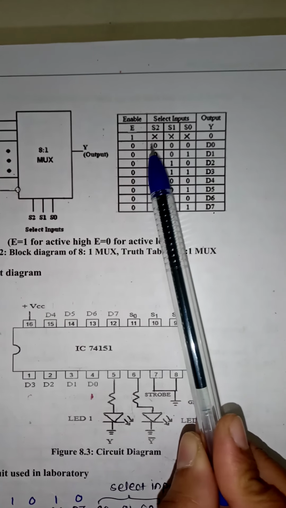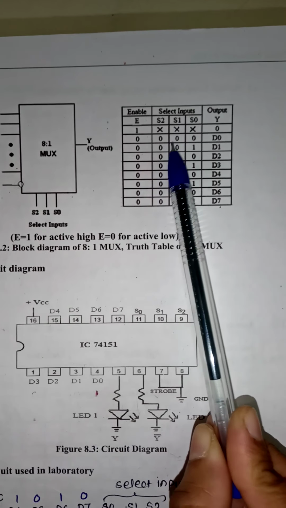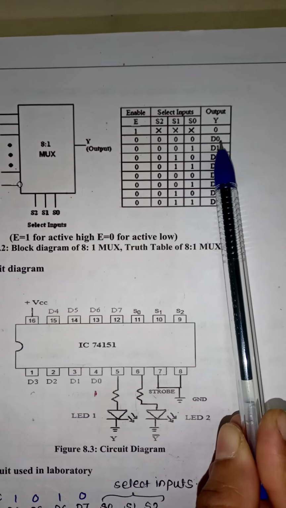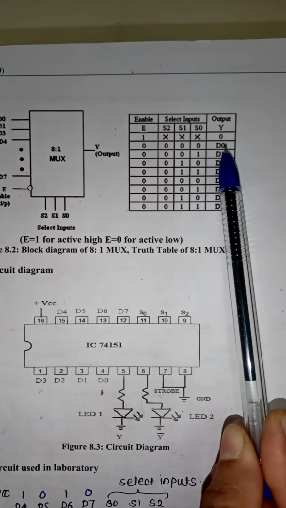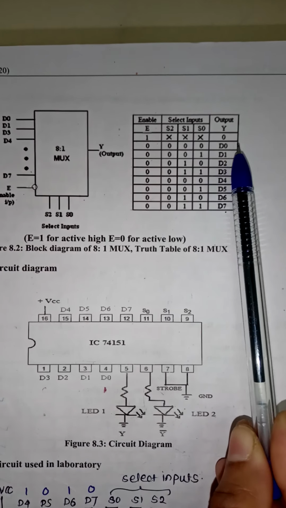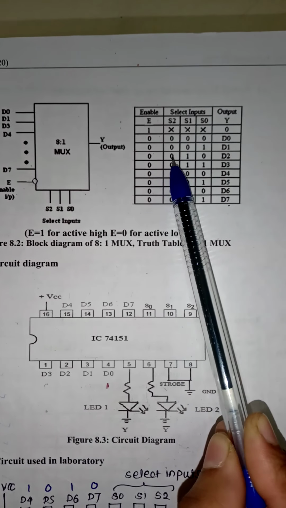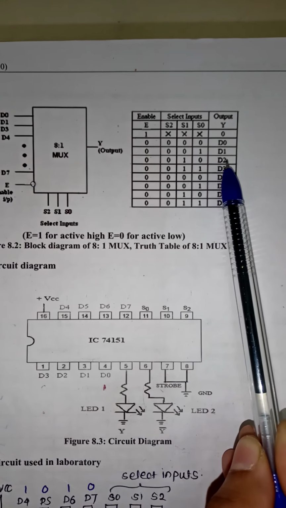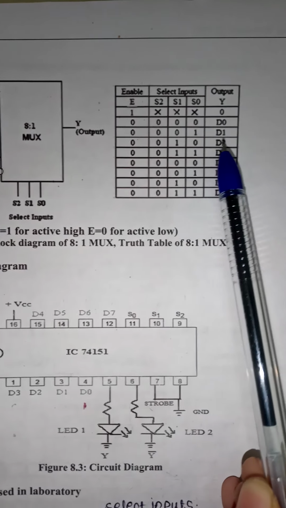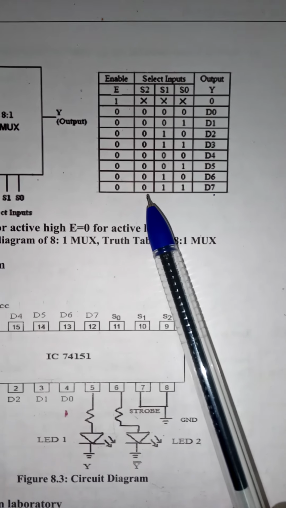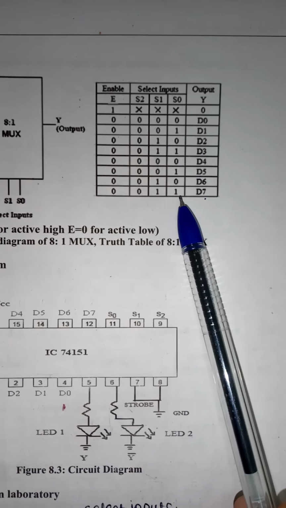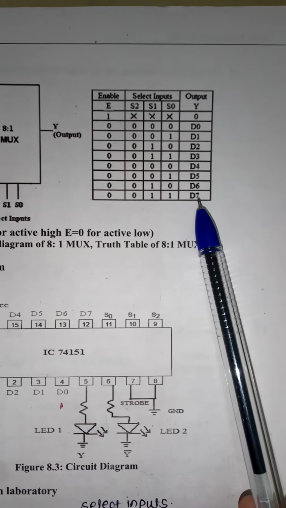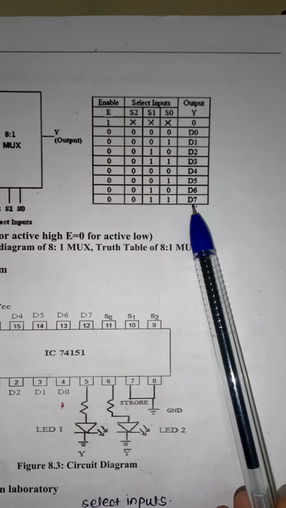Like if we select the selection lines 0, 0, 0, we get output from data line D0. If we select selection lines 0, 1, 0, we get output from data line D2. If we select selection lines 1, 1, 1, we get data from D7 data input.